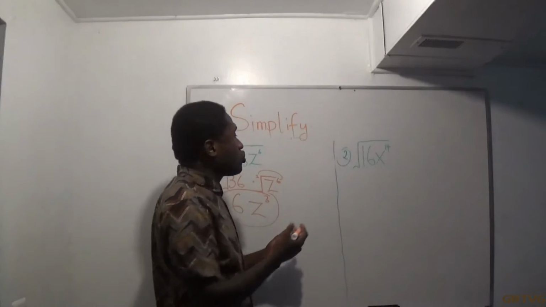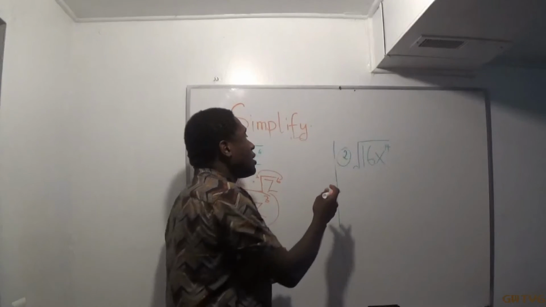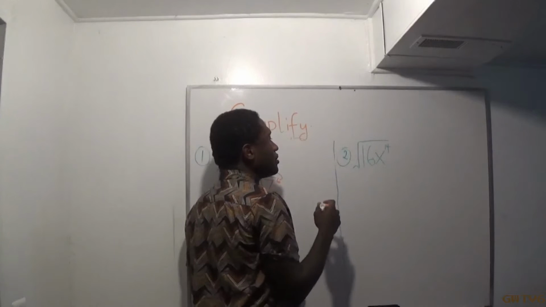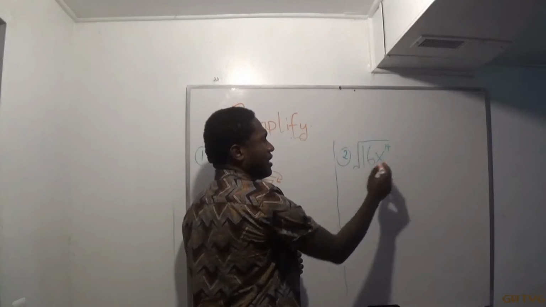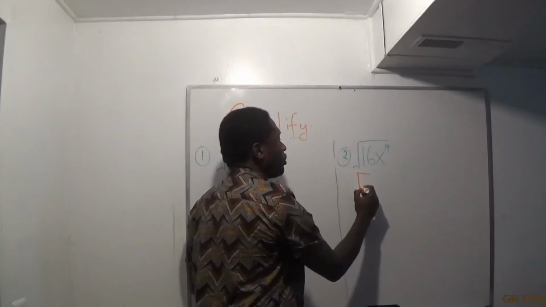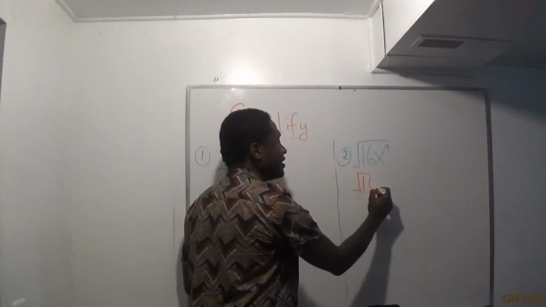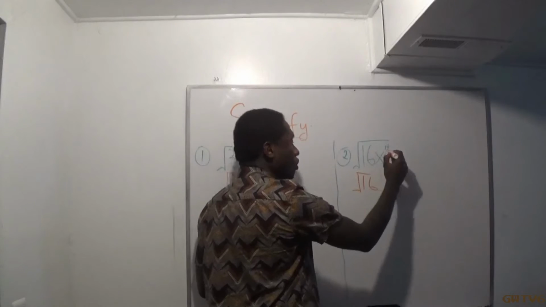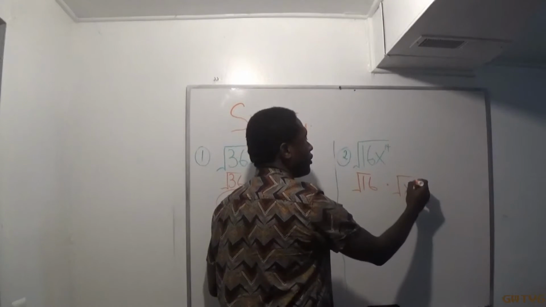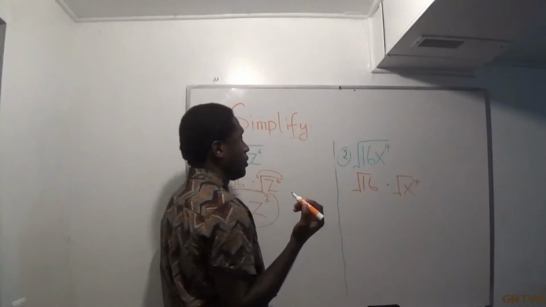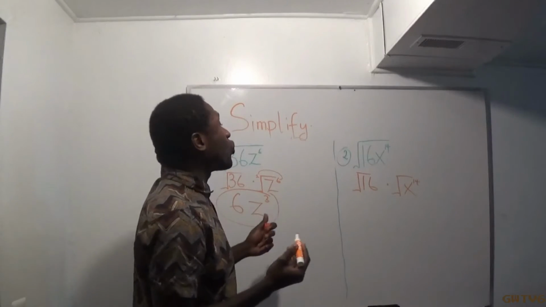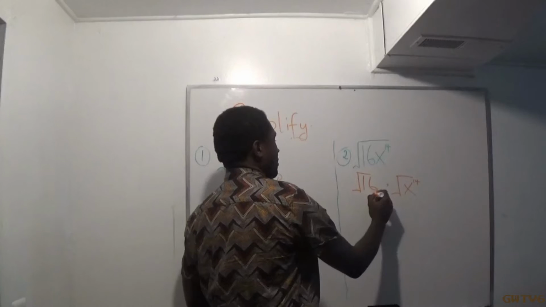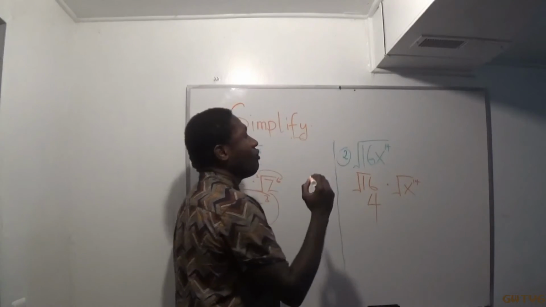So for this one too, all I do is I have a number and a variable with a power in one square root. I'm just going to split this. So I do the square root of just the number 16 times the square root of the variable with the power. And then 16 is a perfect square because the square root of 16, my calculator will tell me, is 4.